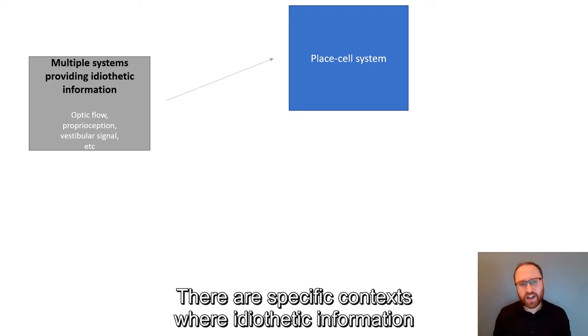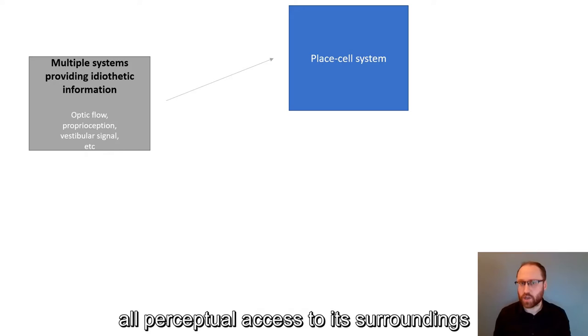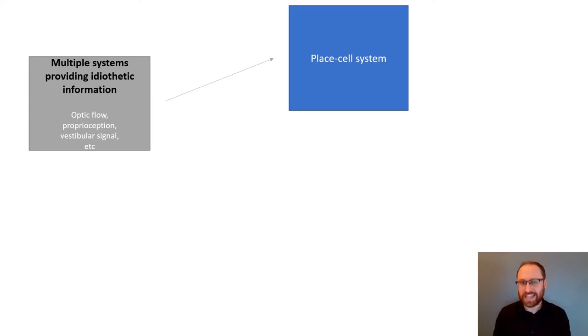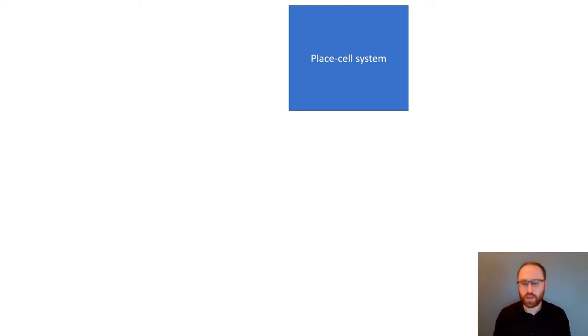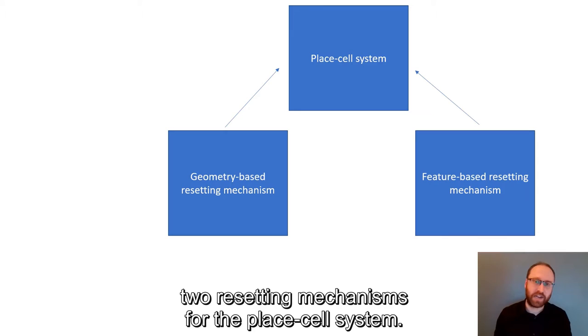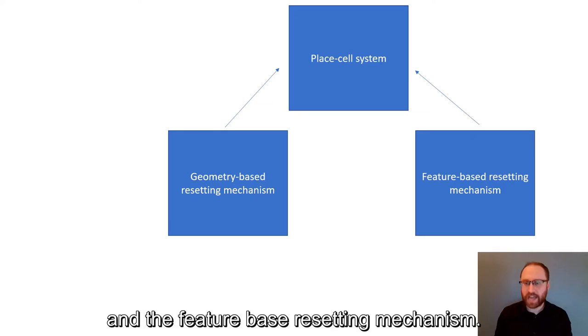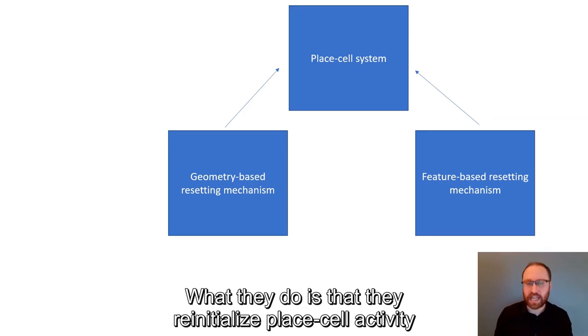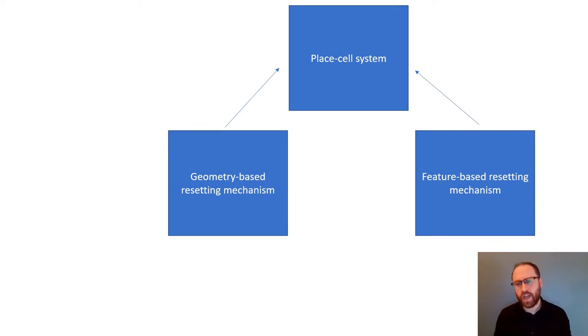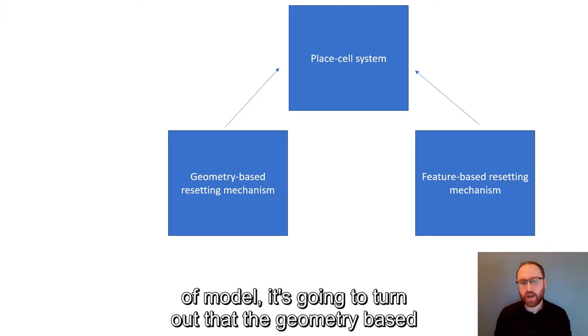But there are specific contexts where idiothetic information isn't that useful because the subject has lost all perceptual access to its surroundings for a longer period of time. In these contexts, you need to reinitialize the place cell system. So what I want to propose is that there are two resetting mechanisms for the place cell system. They are the geometry-based resetting mechanism and the feature-based resetting mechanism. What they do is reinitialize place cell activity following various sorts of disruptions. And my main claim is that once we fill out this kind of model, it's going to turn out that the geometry-based resetting mechanism has the relevant properties to count as the geometric module.